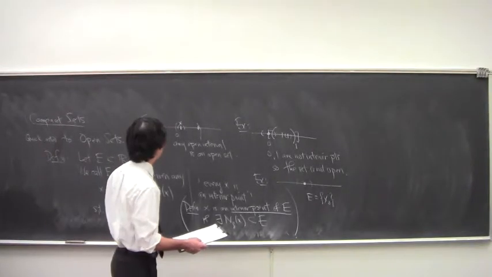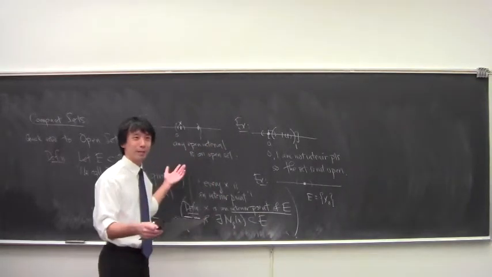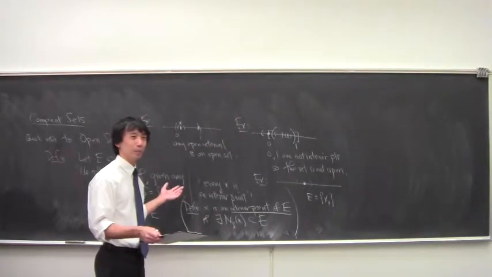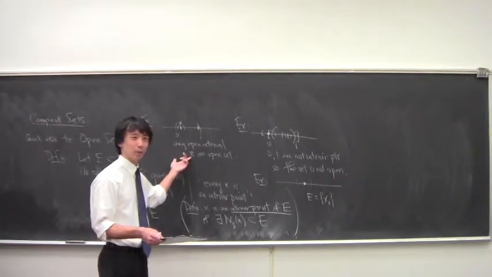Okay. And maybe the simplest open set would be the whole line. The whole line is certainly open because if you take any point in it, you can certainly find a neighborhood of that point contained in the whole line.